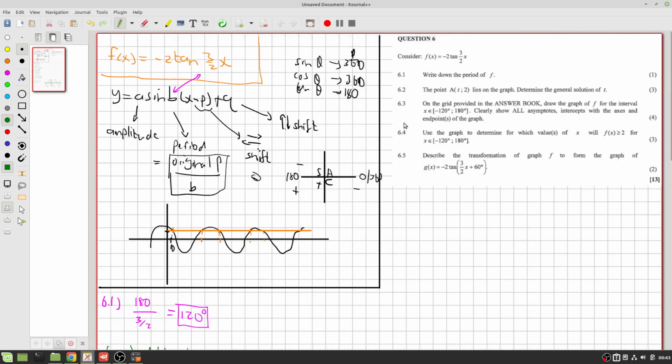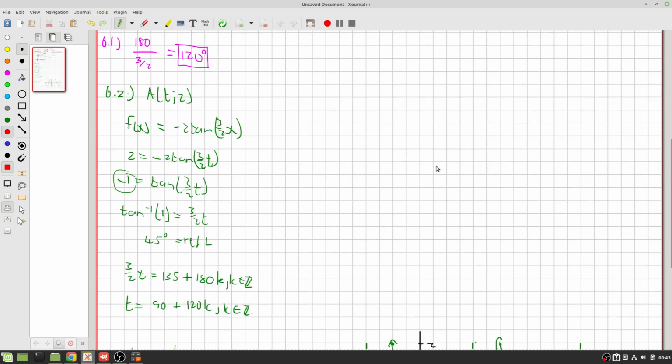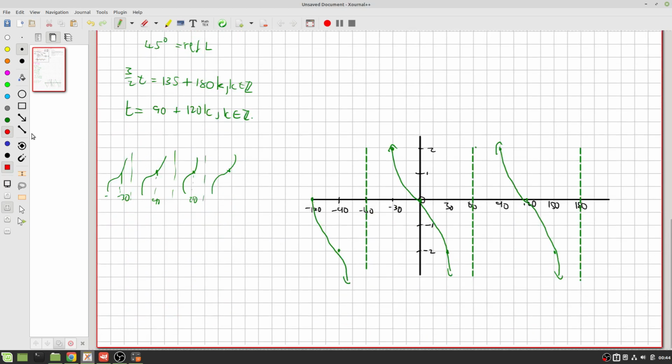Let's see what's next. Use the graph to determine the values for which, let me just switch colors here and write, this is question 6.4. So we're going to use our graph to determine for which values of x the f of x will be greater or equal to 2 in the interval we've drawn here. So greater or equal to 2, so we want to check over here, draw a line there. I'm going to say, for which values of x will the graph be above 2, right?